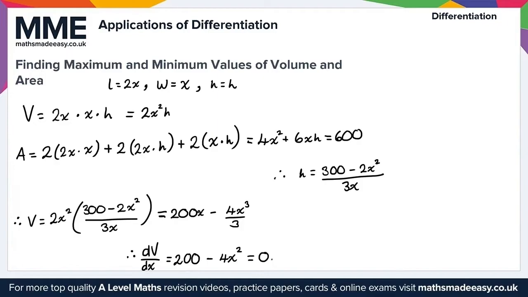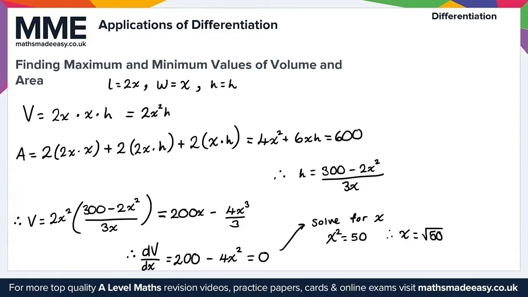Now, if we solve for x, what we find is 4x squared is equal to 200. Divide by the 4, we get x squared equals 50. So therefore, x must be equal to the square root of 50. And clearly we can only have the positive solution here, as we're talking about dimensions. So that just gives us x equals the square root of 50.